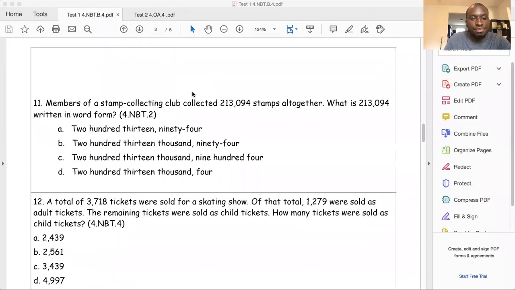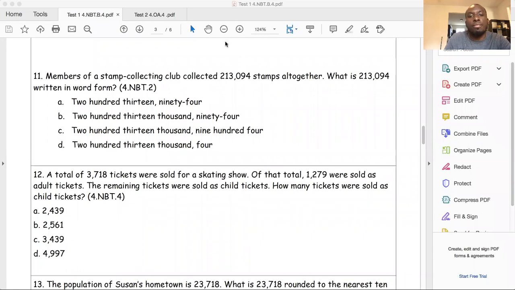Number 11. Number 11 says, members of a stamp collecting club collected 213,094 stamps altogether. That is already important information that I need to underline. They collected this amount altogether. What is 213,094 written in written form?